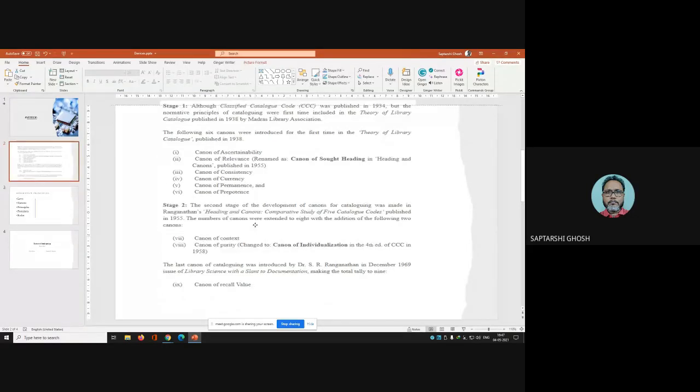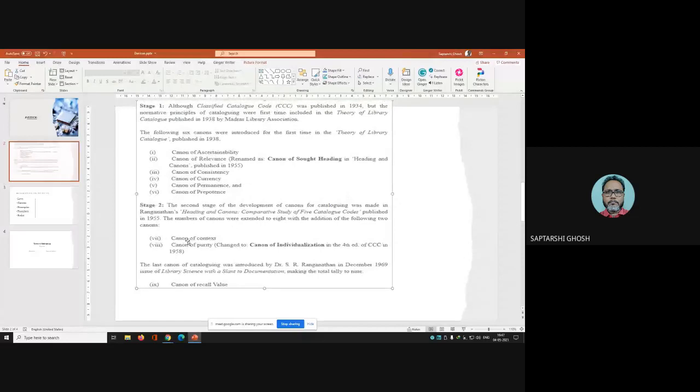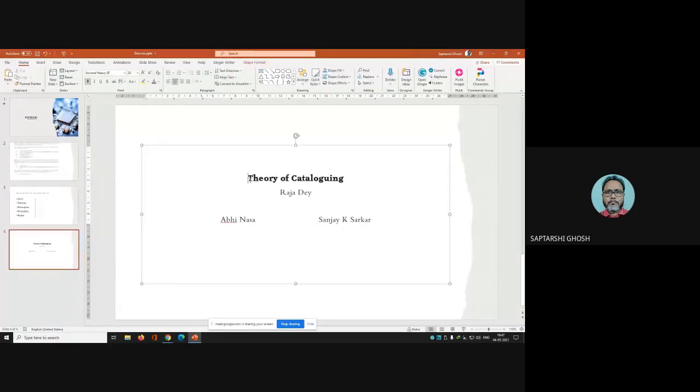Now we got the canon of context. See, this one in 1995. Canon of context, out of this, these numbers are extended to 8. The following two canons, canon of context. Now, canon of context means whenever you are making some entries, you may have to make the entries based on the context. What is the context? Context is that theory of cataloguing, Raja De, Ovinasha, Sanjay Sarkar.